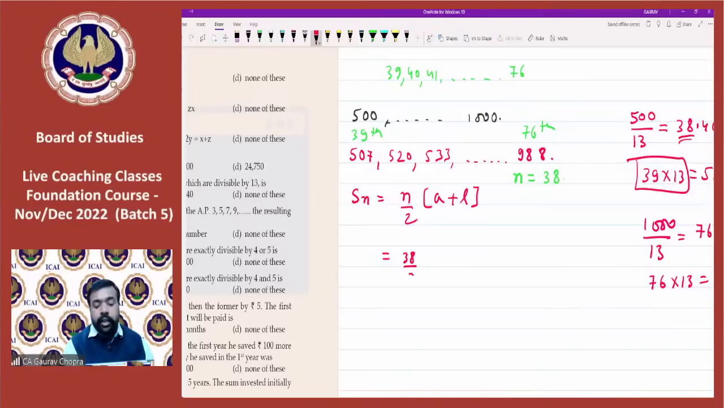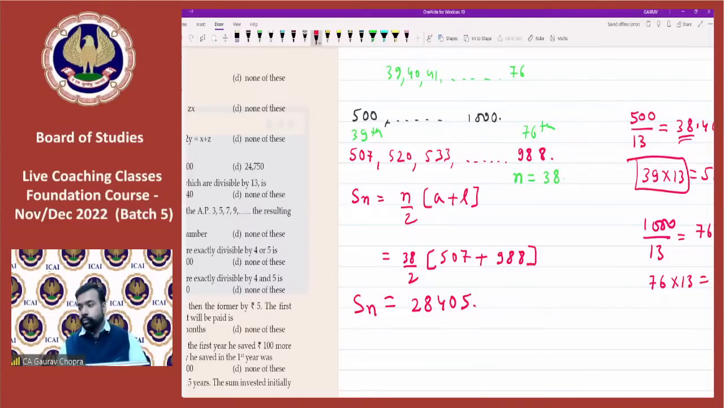So 38 upon 2. First term is 507. Last term will be 988. Now check the answer. 507 plus 988 multiplied by 19. So we are getting 28,405. This is the sum. 28,405. This is the final answer. Okay.